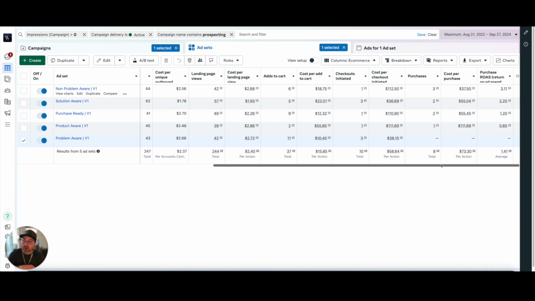So by the end of tomorrow, we should have an answer on if we need to cut this campaign. If it doesn't get 2 or 3 purchases tomorrow, we'll most likely need to turn off, not this campaign, we'll most likely need to turn off this ad set.